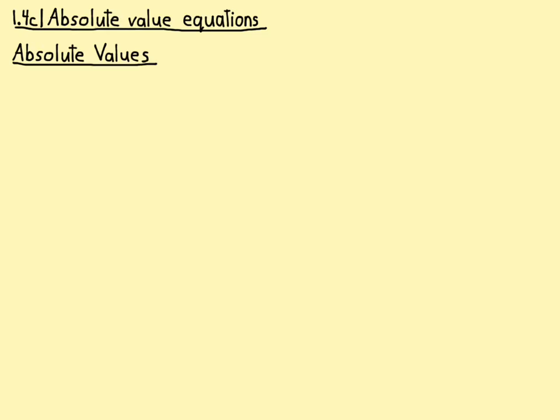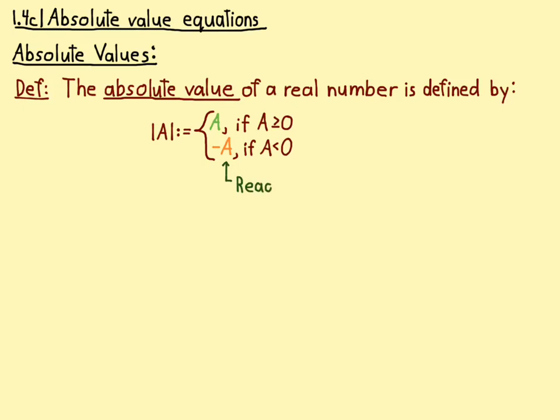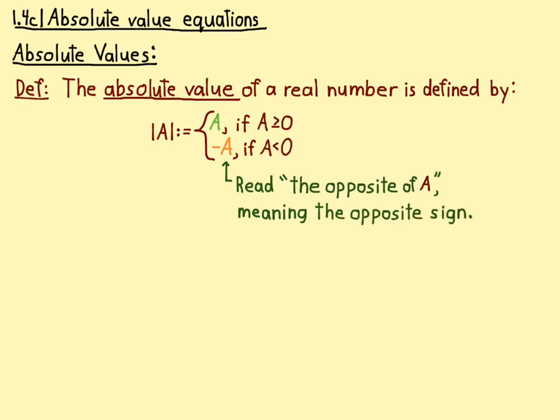This is 1.4 assignment C, absolute value equations. We're going to start off with the definition of absolute values, which is: the absolute value of a real number is defined by, that symbol on the left means absolute value, two vertical lines around A. The two dots with the equals means equals by definition. Okay, and there's two cases.